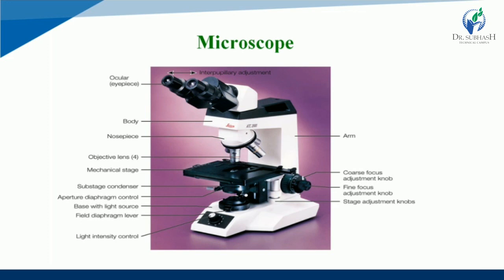Next one is diaphragm. What is diaphragm? Below the substage condenser, diaphragm is present. So, it is located between the mirror and object. It has an aperture which can be widened or narrowed as required.